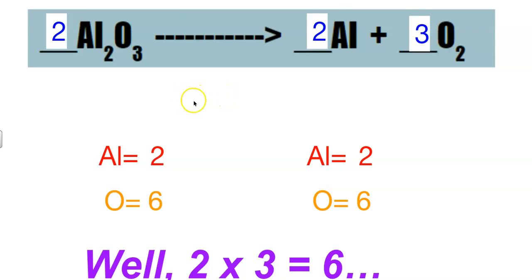Okay, now as I go back and double check my work, I notice that 2 multiplied by 2 is 4. So on the reactant side, I now have 4 aluminums. Now my aluminums are unbalanced once again, so I have to fix that by adding 2 more aluminums to the product side of the equation. Now my work is done. And always go back and check your work before you go on to the next one.